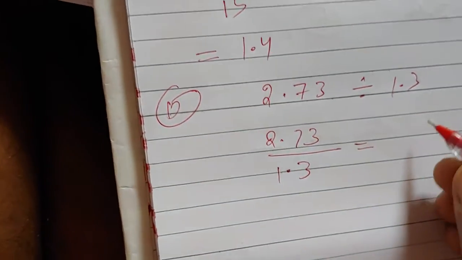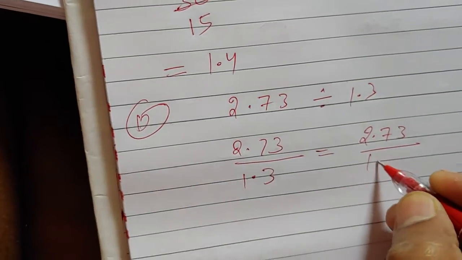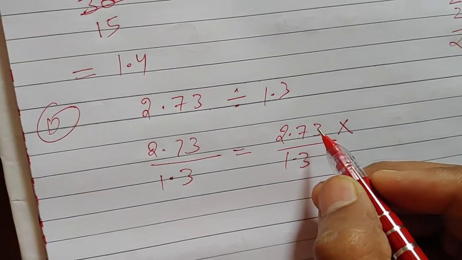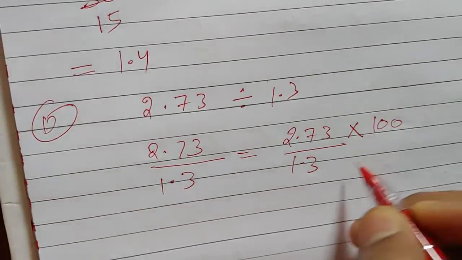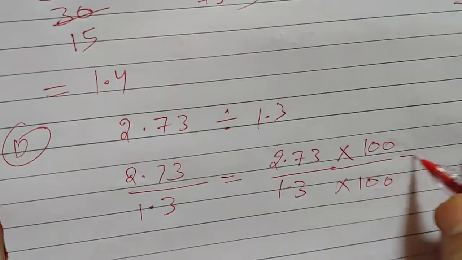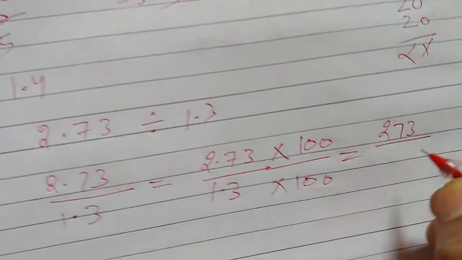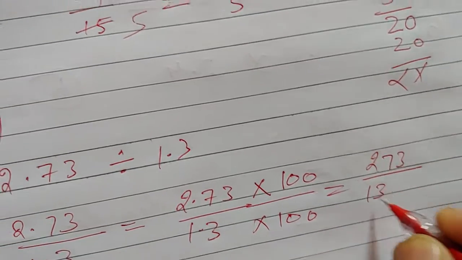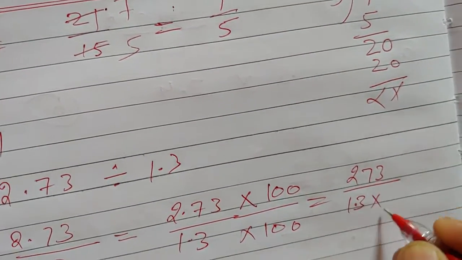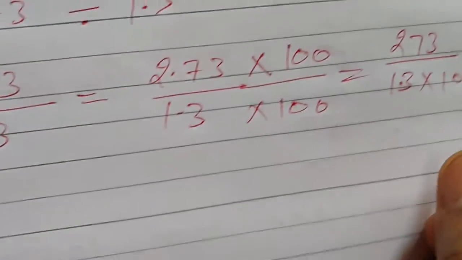And what can be written? 2.73: you have to remove the decimal. How many decimal places are there? 2. So you will multiply by 100, and also multiply the denominator by 100 in order to balance. So it is 273 divided by 1.3 into 100. I am taking it step by step.